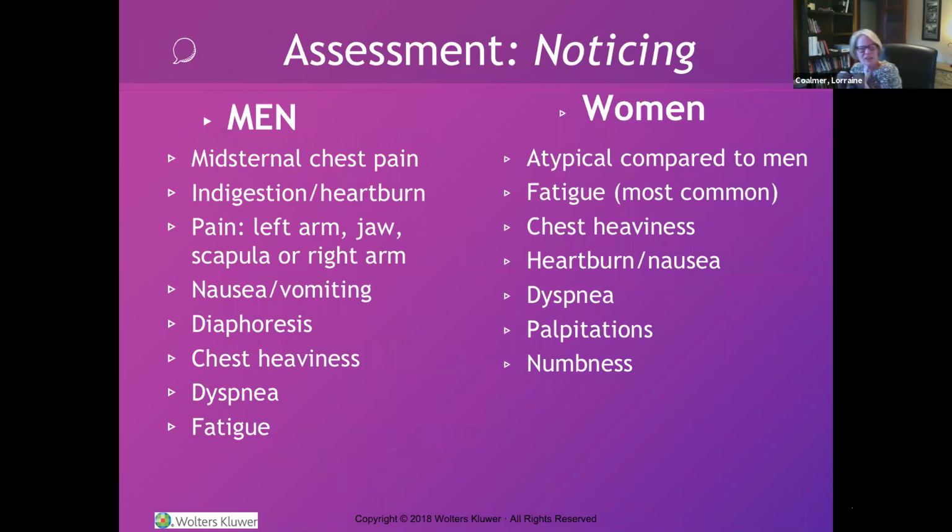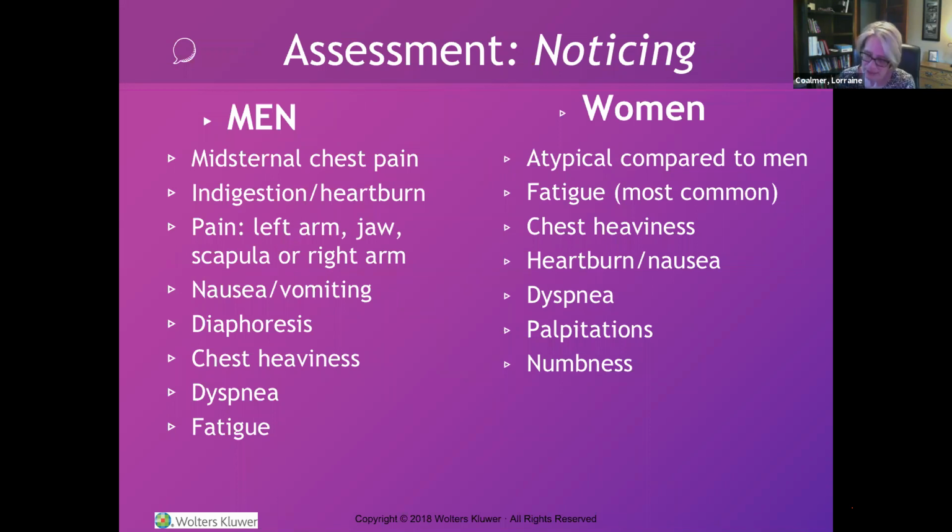So I spent a lot of time, I think, talking about this already. You can take a look at this, but you see how women are just atypical. It could be that they don't have any chest heaviness. It could be maybe shortness of breath or palpitations or some numbness. Very different than that mid-sternal chest pain that men will complain of.